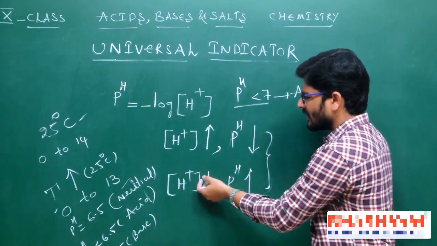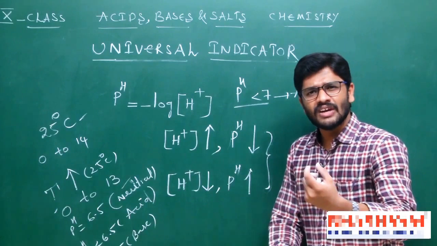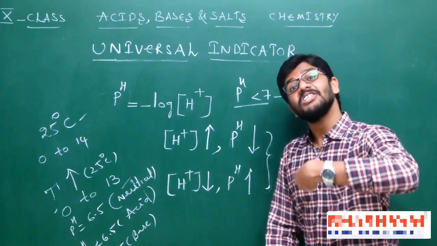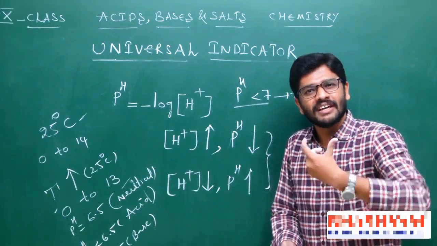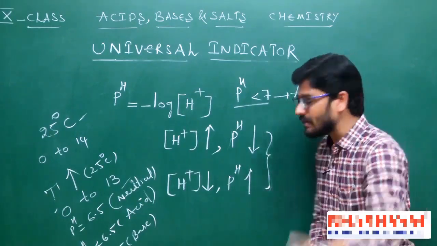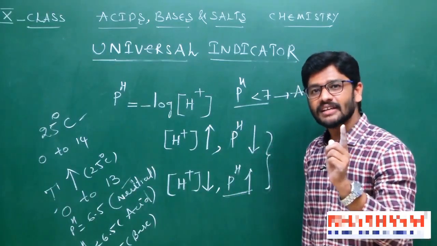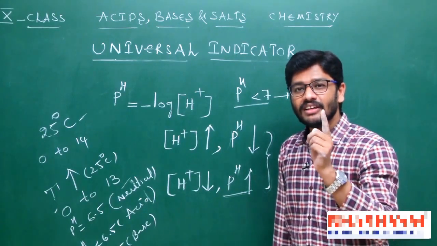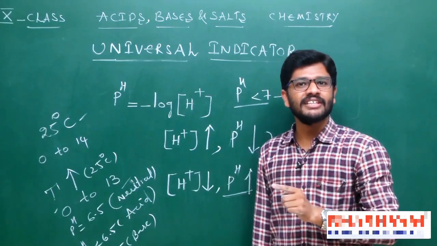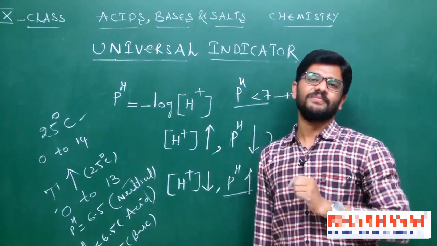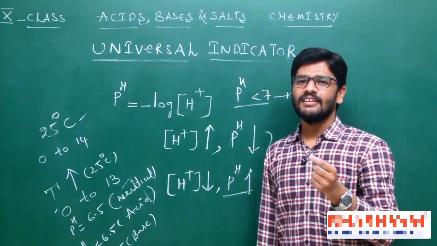If the concentration of H plus ions is low, it means the concentration of OH minus ions is more. If the concentration of OH minus ions is more, it is a base. That's why a base has higher pH values. That's why bases have a pH range of 8 to 14, whereas acids have a pH range of 0 to 6. If the pH is exactly 7, it is neutral.